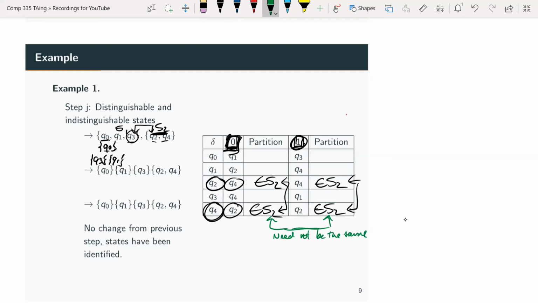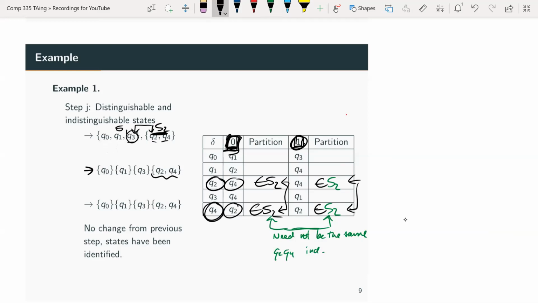Okay, this could have been S1 and S1, and that would have been fine. But it just so happens that in this case, they both go to S2. So what does that mean? Well, that means that for each symbol, 0 and 1, the pair Q2 and Q4 go to the same partition. So Q2 and Q4 are indistinguishable, meaning that in this step here, they're going to be part of the same partition.